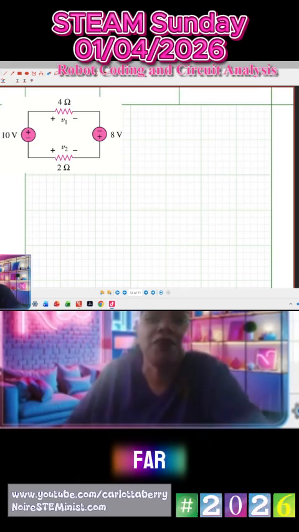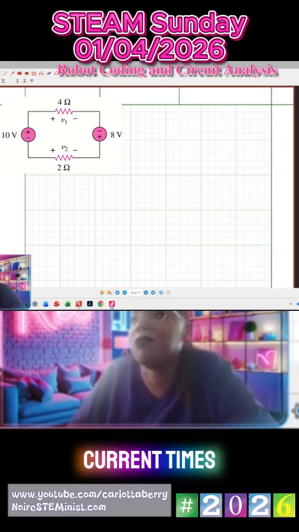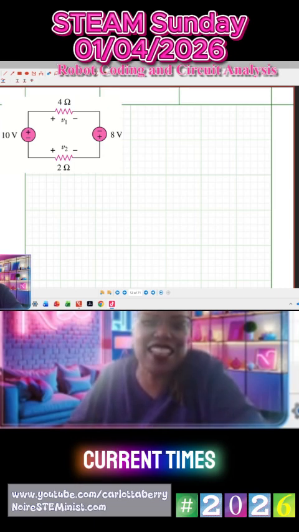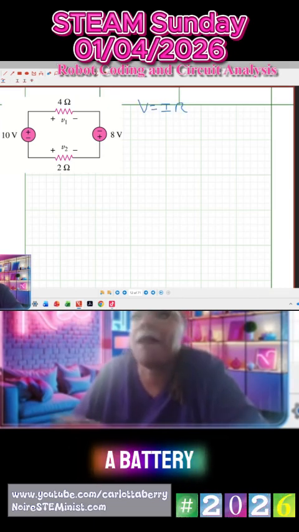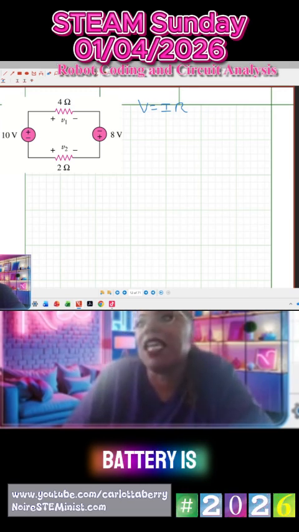What we've talked about so far is that voltage equals current times resistance. What is a voltage in real life? A battery is a voltage.